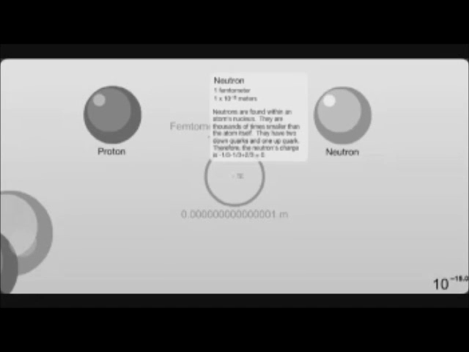Neutrons are found within an atom's nucleus. They are 1,000 times smaller, but their up and down quarks are different. Therefore, the neutron's charge is -1/3 -1/3 +2/3, which equals 0.